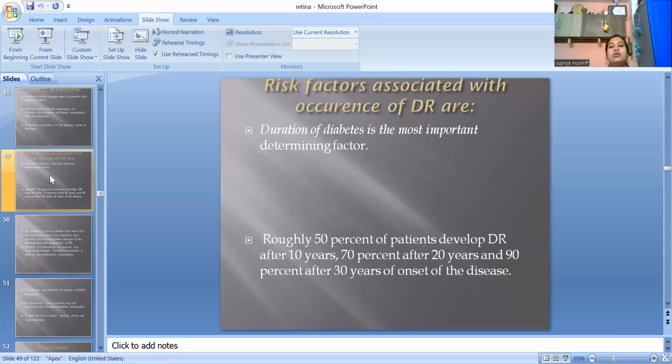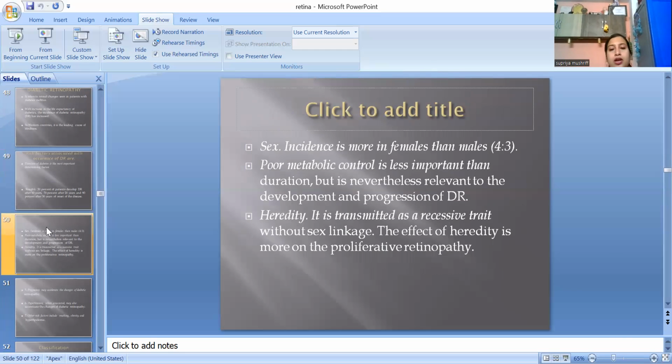Now, the risk factors associated with the occurrence of diabetic retinopathy: duration of diabetes is the most important determining factor. Roughly 50% of patients develop diabetic retinopathy after 10 years, 70% after 20 years and 90% after 30 years of onset of disease. The incidence is more in females than males. Poor metabolic control is less important than duration, but nevertheless relevant to the development and progression of diabetic retinopathy.